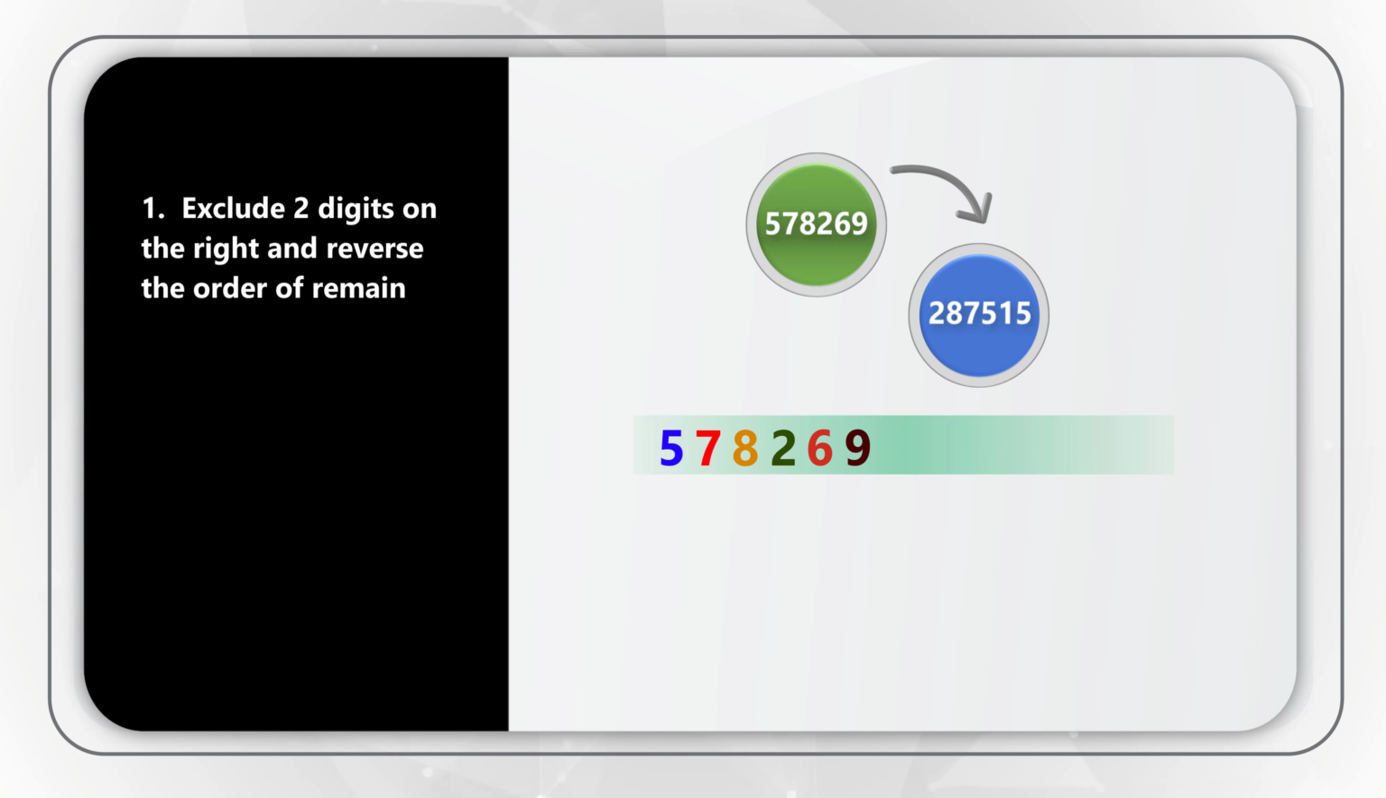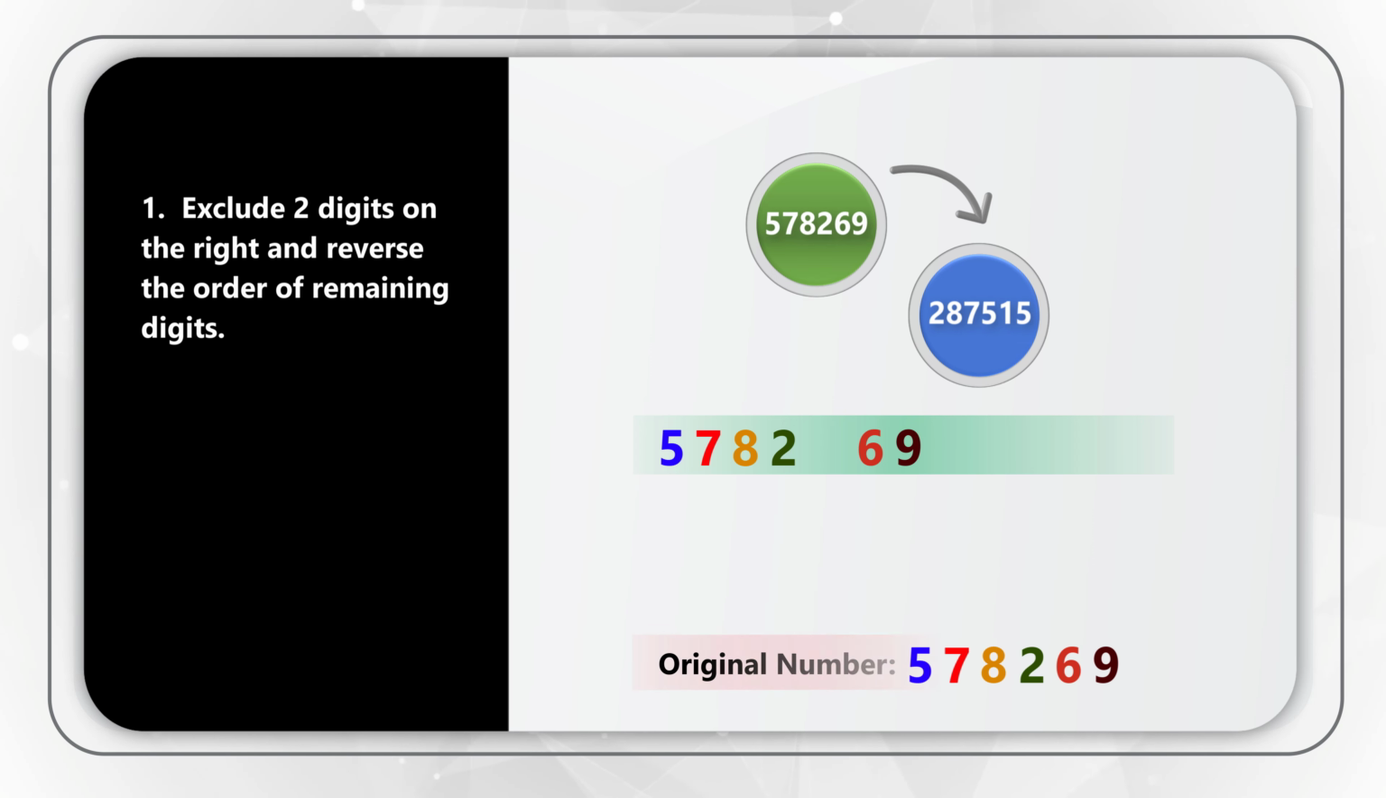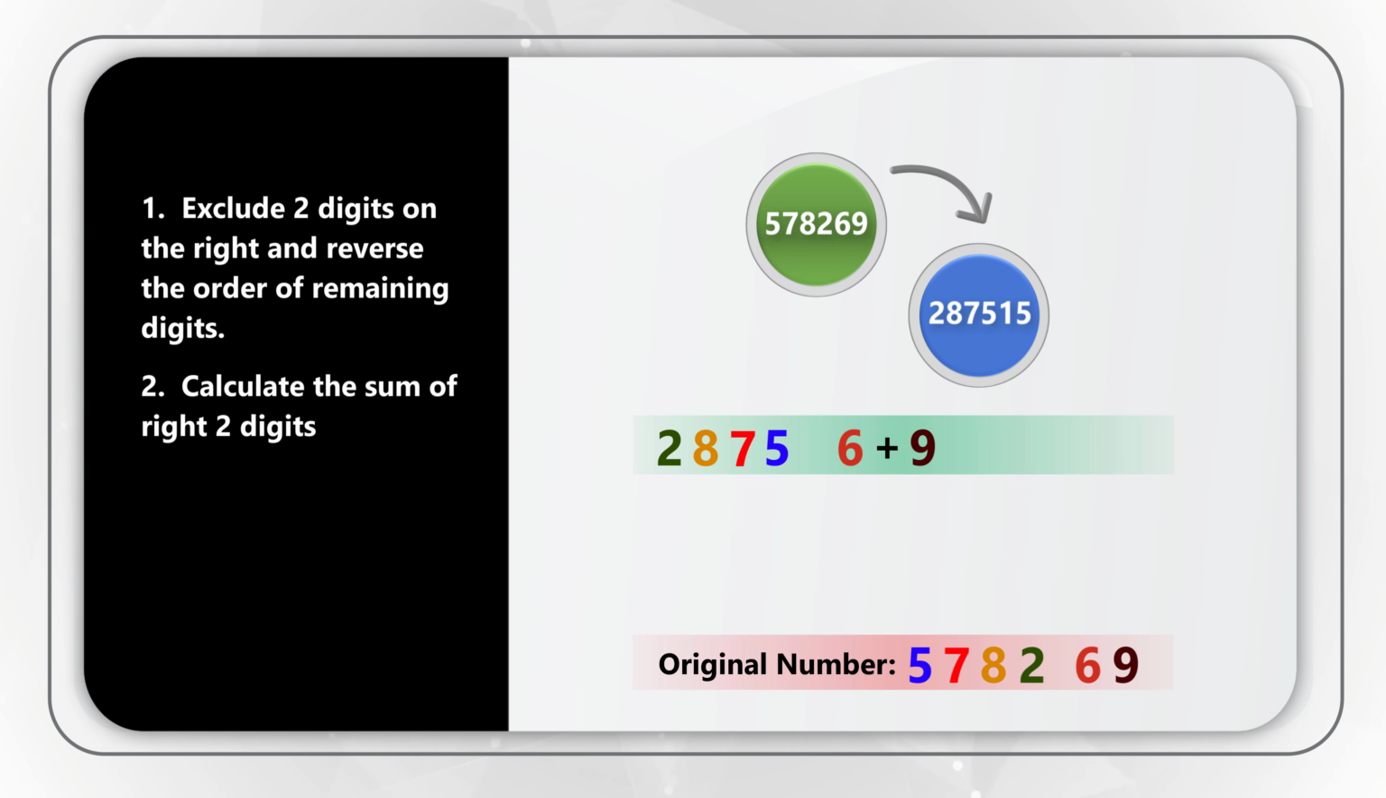Step 1. We need to exclude 2 digits on the right and reverse the order of the remaining digits. For example, the original number is 5782 and then 2 digits 69. We separate 69 and then reverse the order, and the number becomes 2875, and then we do the remaining calculations with the numbers 6 and 9. And the calculations are very simple. We basically add 6 plus 9, and the end result of it is 15.